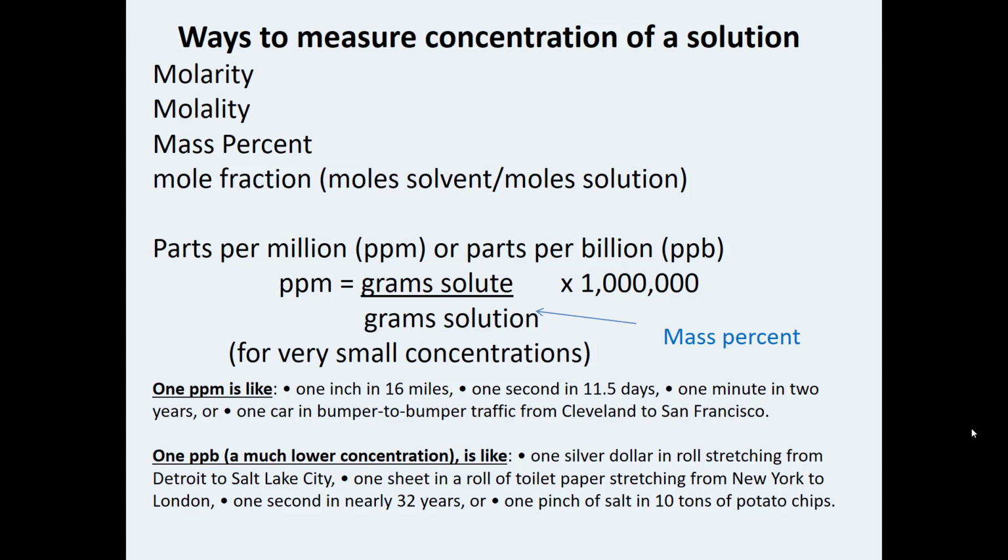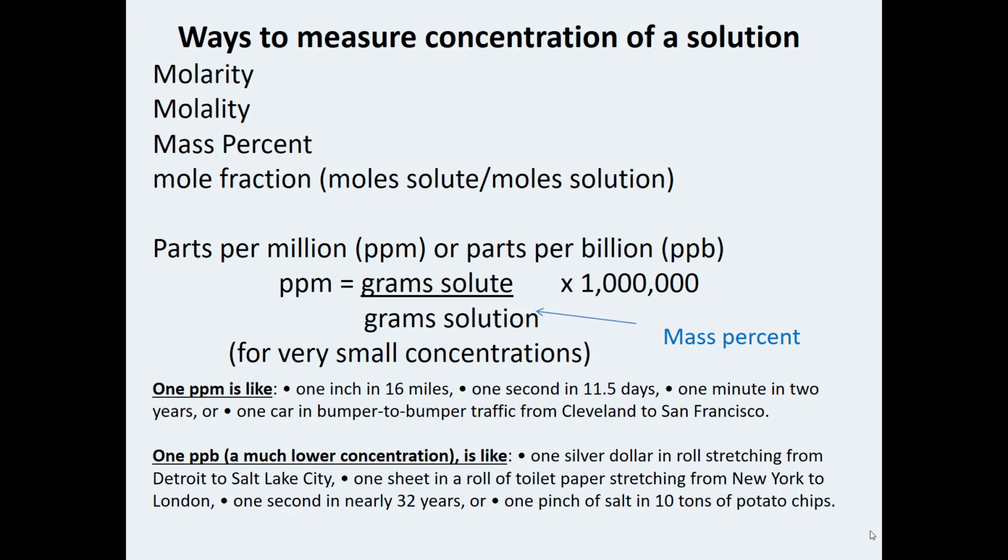So the ways that we've talked about measuring concentrations for a solution are molarity, which is the most popular way, molality, which we saw in the freezing point depression and the boiling point elevation, mass percent, which we saw was used in lowering the vapor pressure of a solution as compared to pure water. And then, of course, mole fraction, where we take the mole solute divided by the moles of solution.